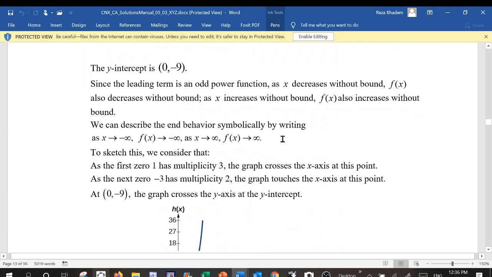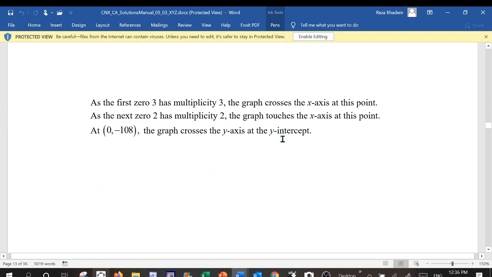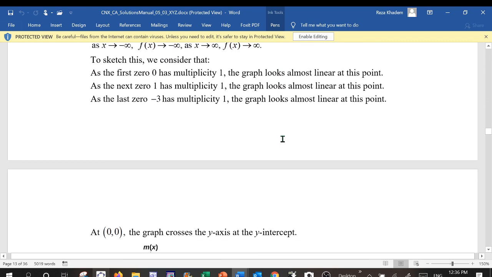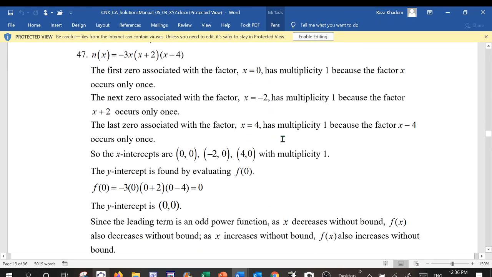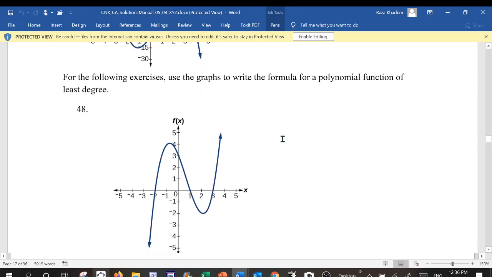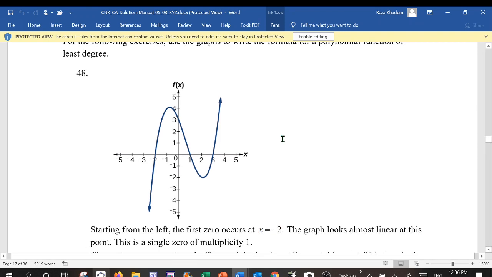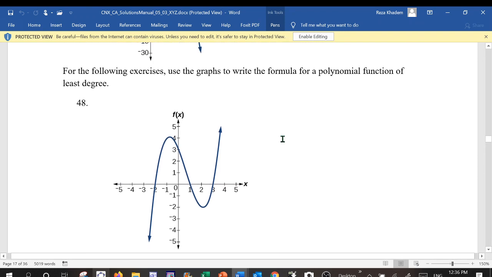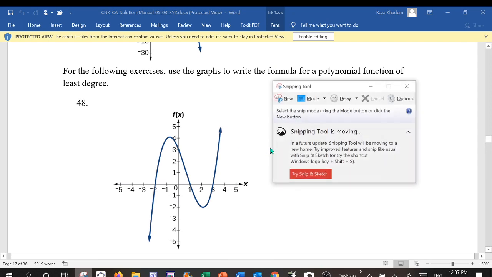Now let's do a few more. Let's do 48. So what are we supposed to do in 48? Here it says, write the formula for the polynomial based on what? For the following, use the graph to write the formula for the polynomial function of least degree. Now, what do we mean by that?